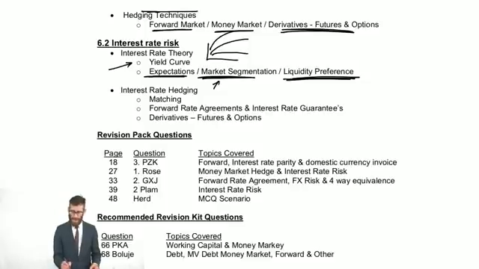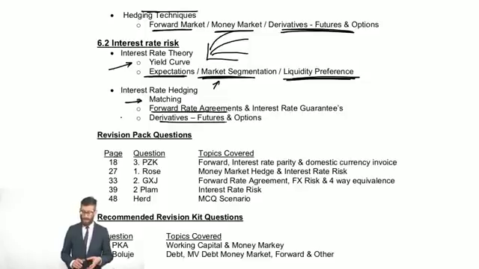Finally, interest rate hedging: you've got to be able to deal with forward rate agreements, and I'm going to look at a question there. Derivatives to a lesser extent. Now, matching, by the way, is getting borrowings and savings at the same time.